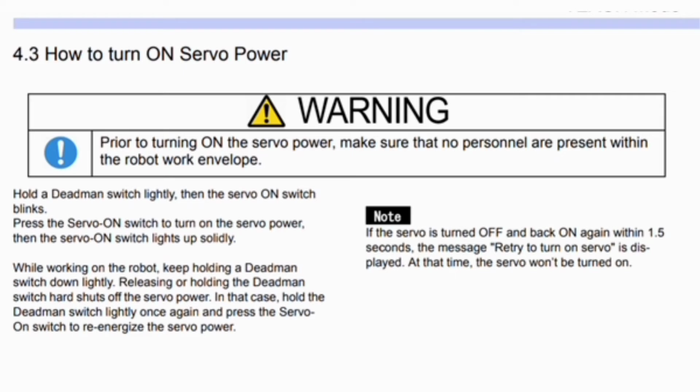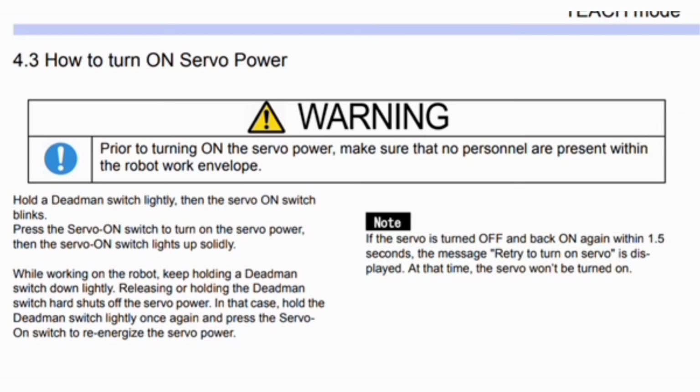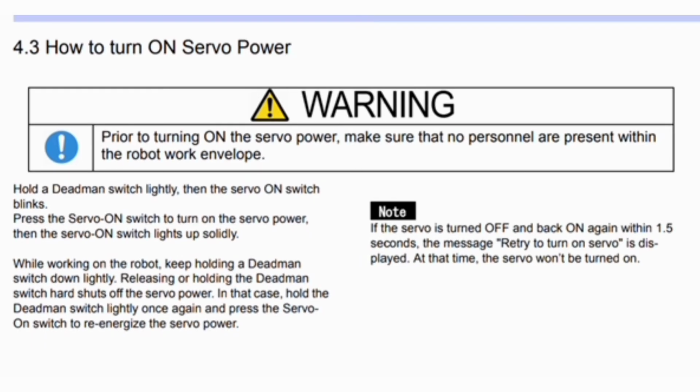While working on the robot, keep holding the dead man switch down lightly. Releasing or holding the dead man switch hard shuts off the servo power. In that case, hold the dead man switch lightly once again and press the servo on switch to re-energize the servo power. Note: if the servo is turned off and back on again within 1.5 seconds, the message "Retry to turn on servo" is displayed. At that time, the servo won't be turned on.